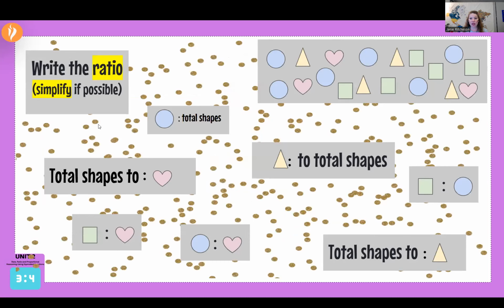All right, so like I said, guys, the order of the words matters. In this situation, there are some shapes. Here we want to know, what is the ratio of blue circles to total shapes? Well, we count the total number of blue circles first. 1, 2, 3, 4, 5, 6 blue circles. And then how many total shapes? 1, 2, 3, 4, 5, 6, 7, 8, 9, 10, 11, 12, 13, 14, 15, 16, 17, 18. So 6 to 18. Then it says simplify if possible. If we divide both of those by 6, we get 1 to 3.